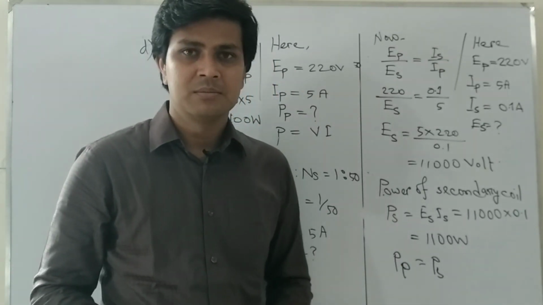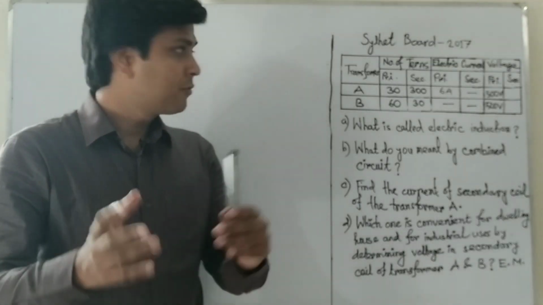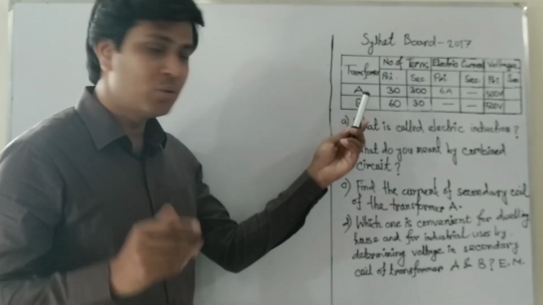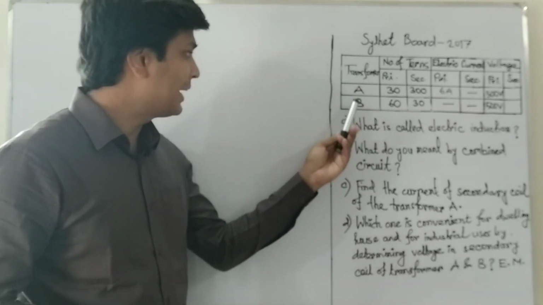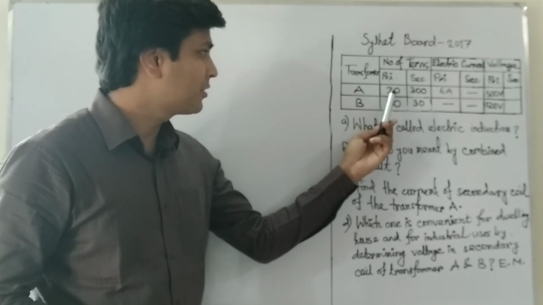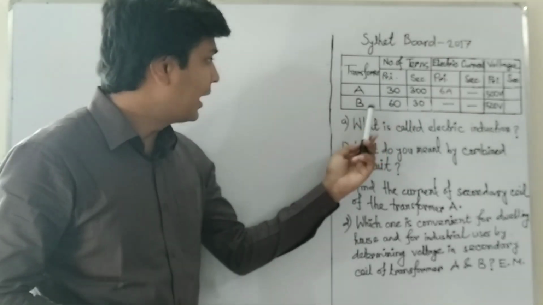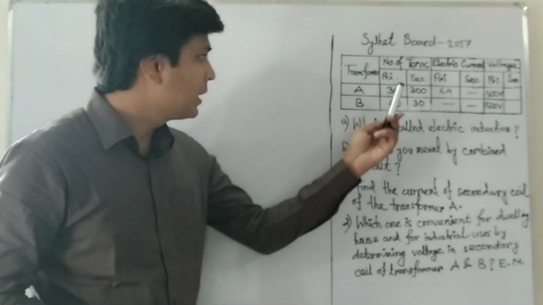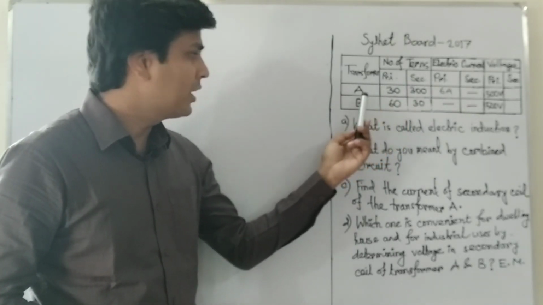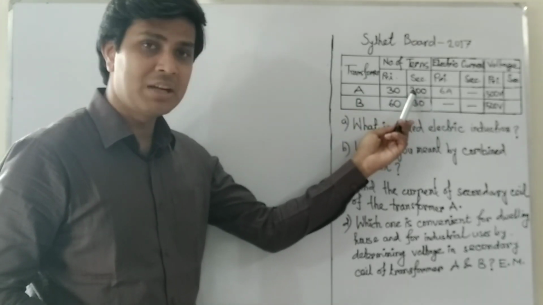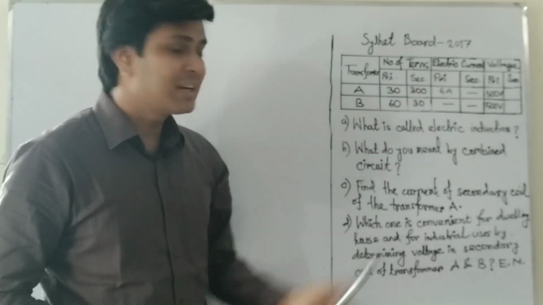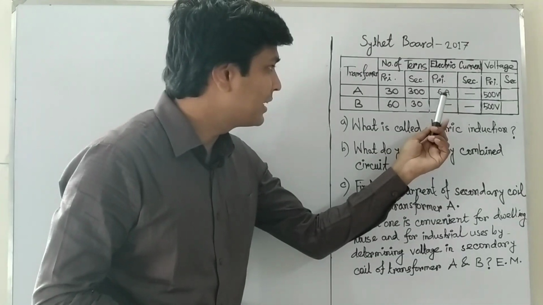Hope you have understood. The second question is from Select Board 2017. Look at the diagram. In the diagram, you can see there are two transformers, A and B. The number of turns of the primary coil of transformer A is 30 and of B is 60. For the secondary coil, the number of turns for transformer A is 300 and for B is 30. And the electric current of the primary coil is given here as 6 ampere.